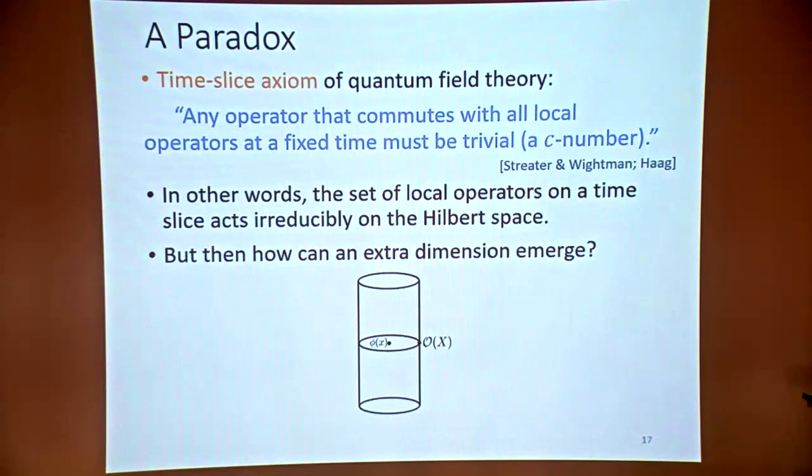What this means is that our bulk operator, since it commutes with all local boundary operators at this time slice, should be a trivial operator, but that's not possible. We must be able to measure a spin there, either up or down, but it cannot be the identity. So how can an extra dimension emerge if we have this paradox?